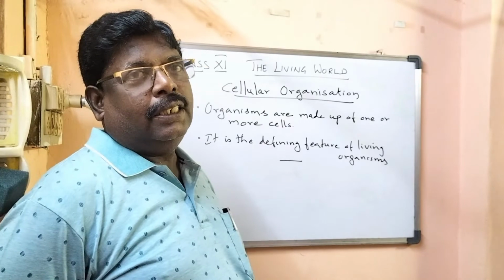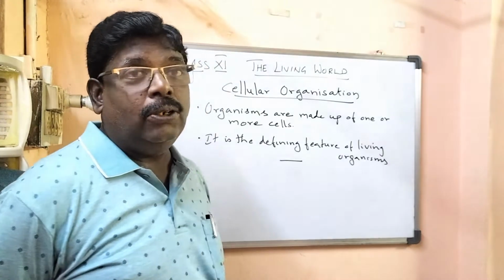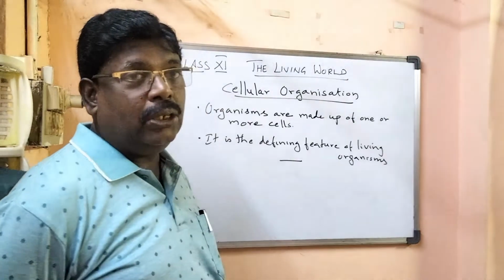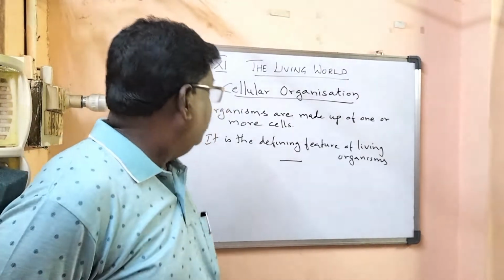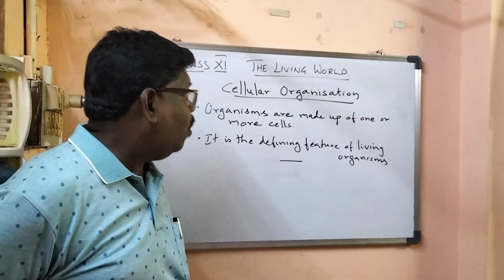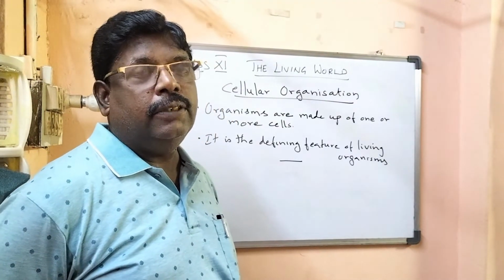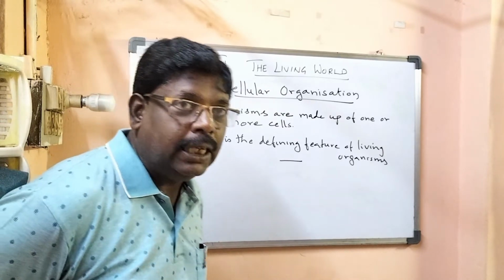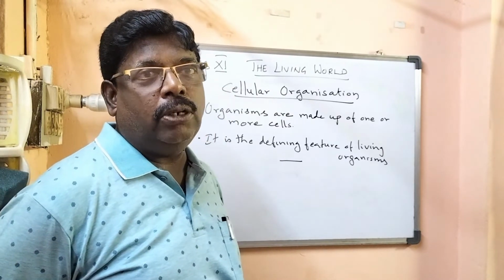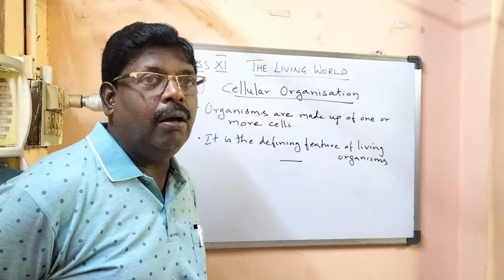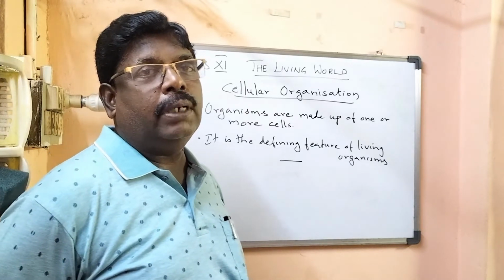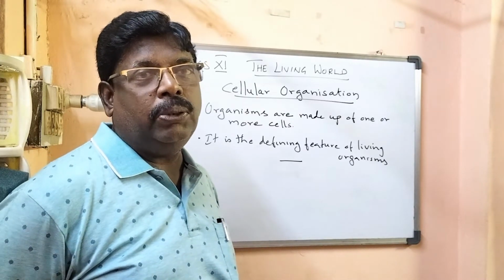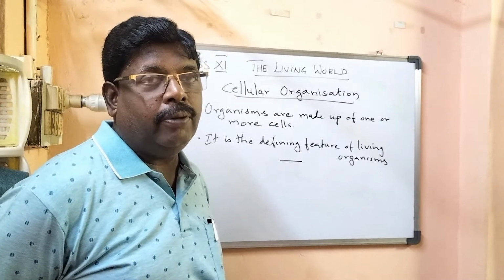Okay, next is cellular organization. Organisms are made up of one or more cells. The organisms that are made up of one cell, we call them unicellular organisms like amoeba, paramecium, chlamydomonas. All these are unicellular organisms made up of single cell.